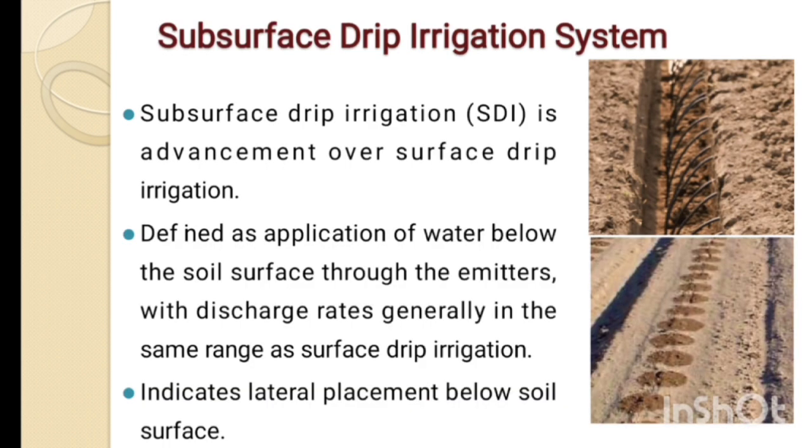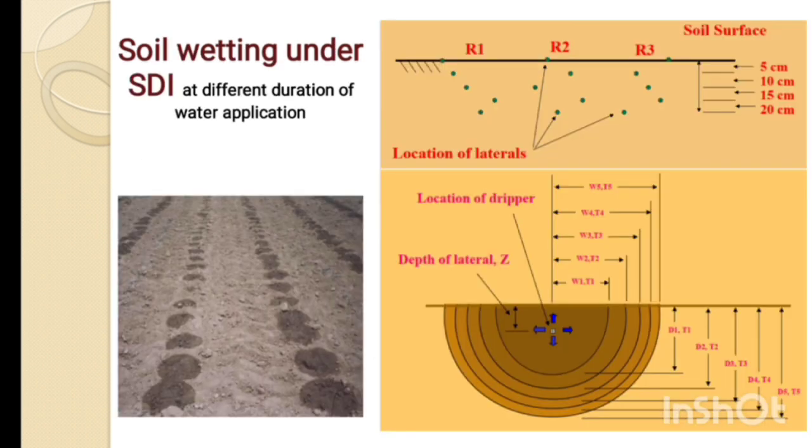Then subsurface drip irrigation system. It is an advancement over drip irrigation system. It is defined as the application of water below the soil surface through the emitters, with discharge rates generally in the same range as surface drip irrigation. It indicates lateral placements below the soil surface.